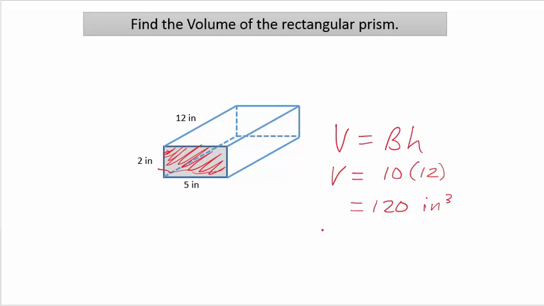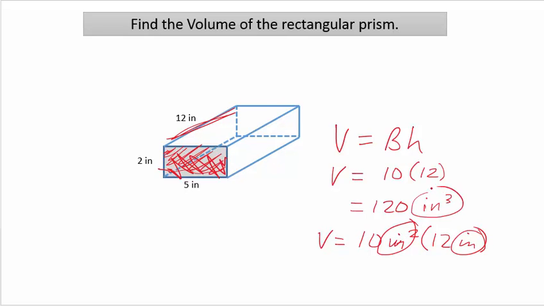Now I'd probably be a better teacher if I said this. The volume is actually 10 inches squared times 12 inches. This area over here is 10 inches squared, and this height is 12 inches. And when I take inches squared times inches, that's where the inches cubed or cubic inches comes from.